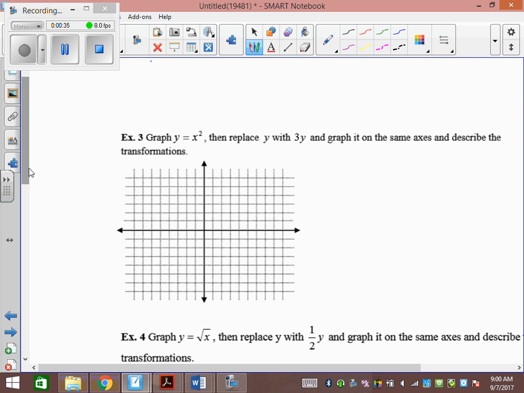This one says graph y equals x squared. So if we graph the function y equals x squared, if I plug in 0 for x, I get 0 for y. If I plug in 1 for x, I get 1 squared, which is 1 for y. If I plug in -1, -1 squared is 1, so it's -1 and 1. And then 2 squared is 4. And then -2 squared is 4. So that's your basic y equals x squared graph.